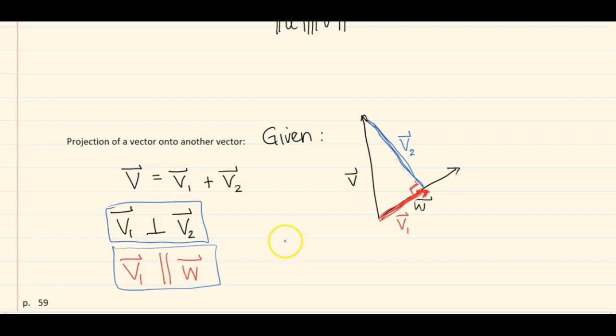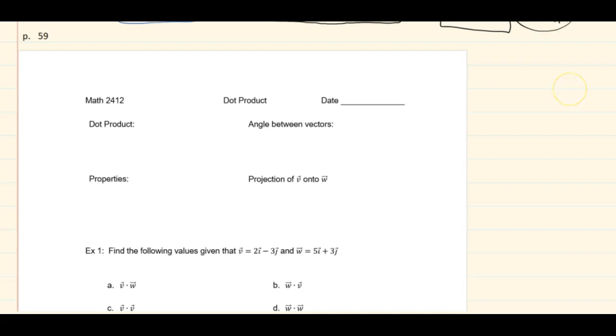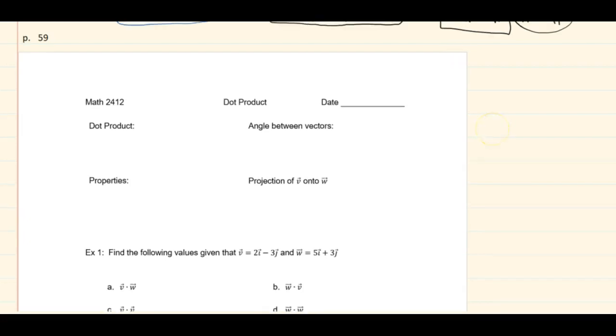So what we can find out then is that vector 1 can be found by taking the v vector and the w vector and doing a dot product with them, getting the magnitude of w and squaring it, and then multiplying that times vector w. This formula will be given, but you're going to have to be able to use it. For the next 2 pages in our notebook, I suggest that you print out the handout labeled dot product applications, and we will work with them together.